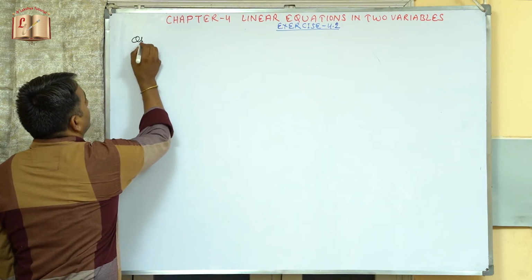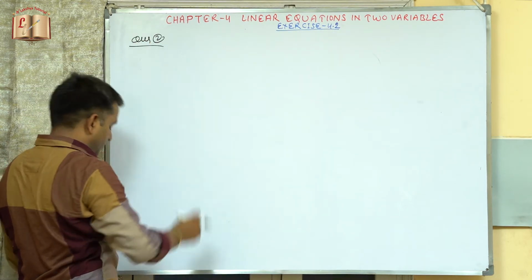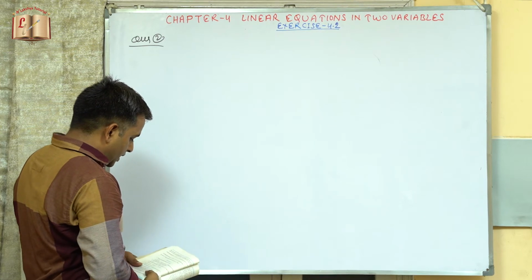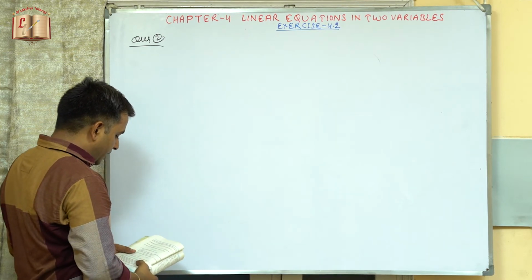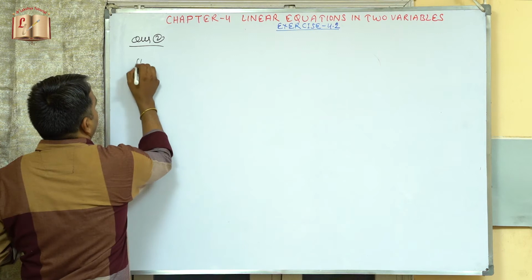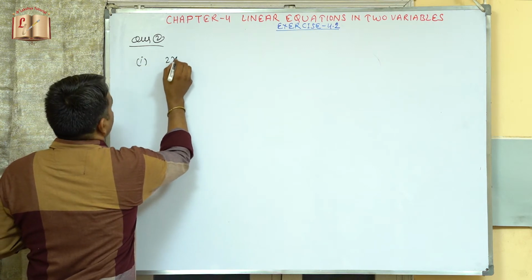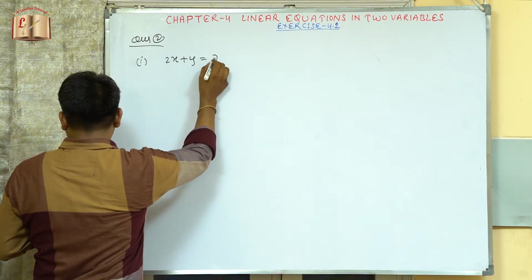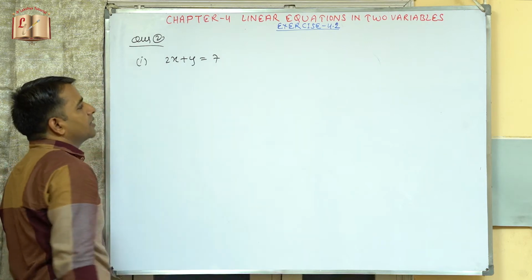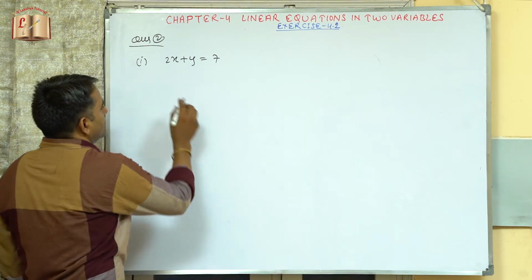Now coming to question number 2: write 4 solutions for each of the following equations. The equation given is 2x plus y equals 7. We can substitute any number of values for any variable.